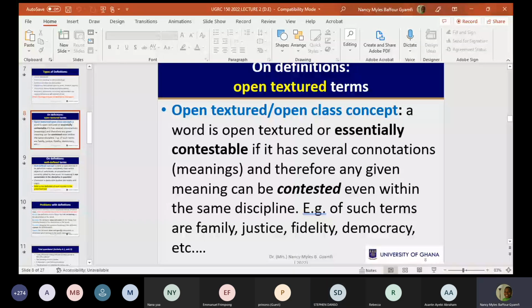A word is open textured or essentially contestable if it has several connotations, and therefore any meaning can be contested even within the same discipline. Examples of such terms are family, justice, fidelity, democracy, etc. Hold on for a minute. If you go into your textbook, it gives you several others. Unit 2, you will see several others there.